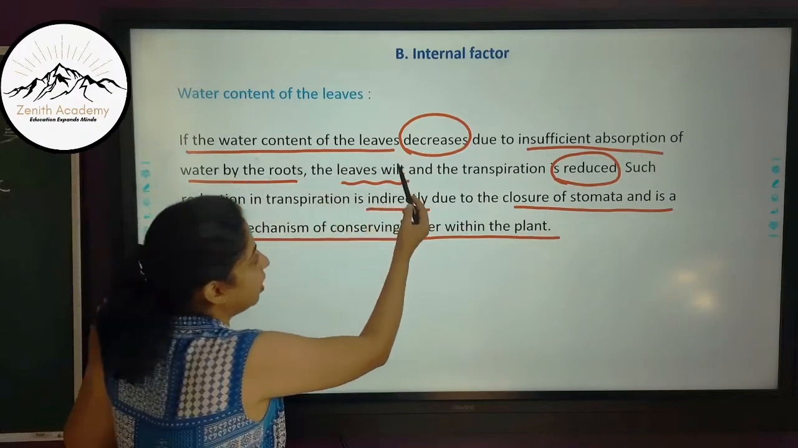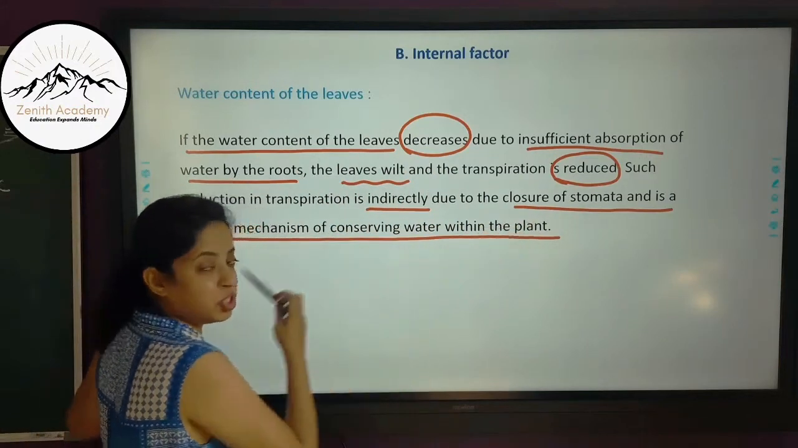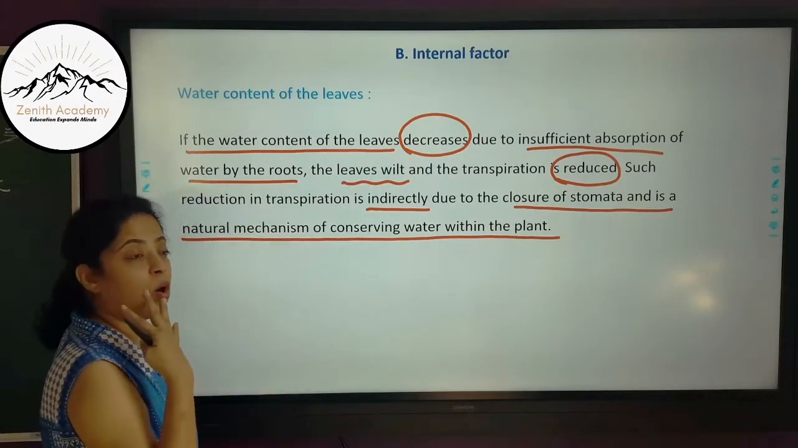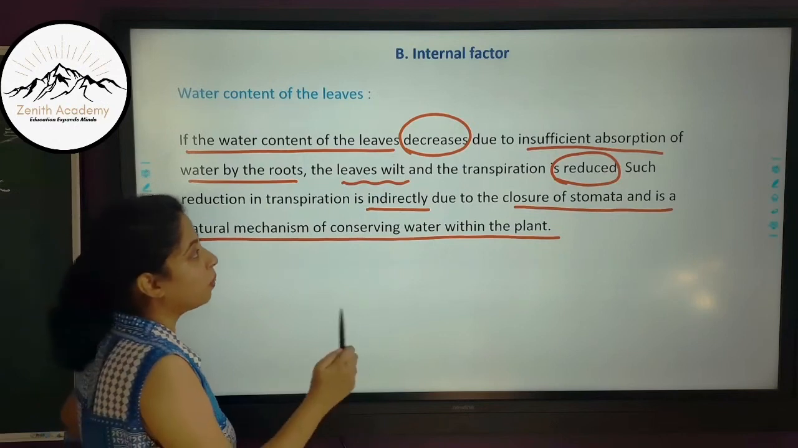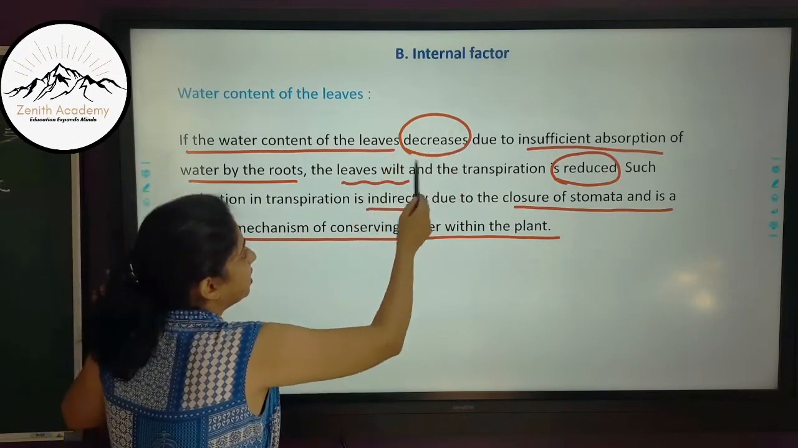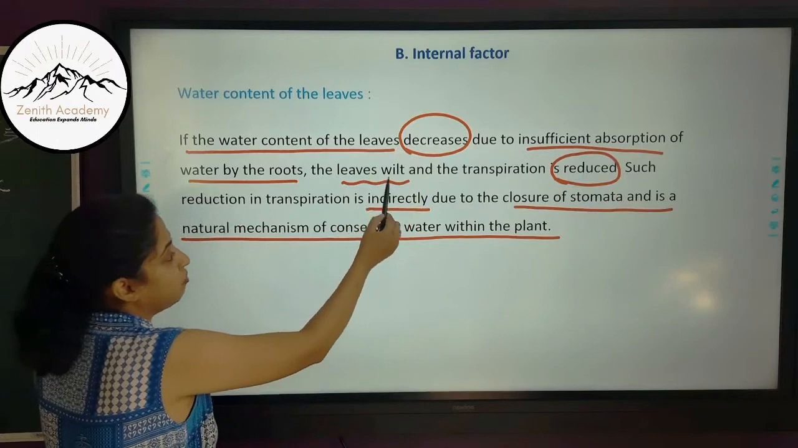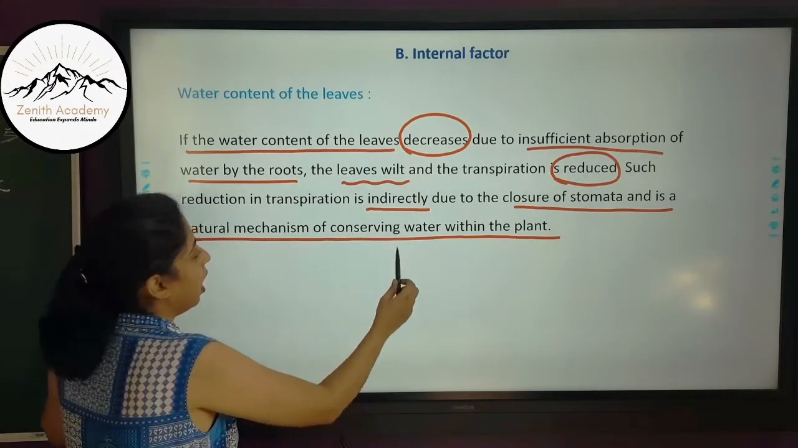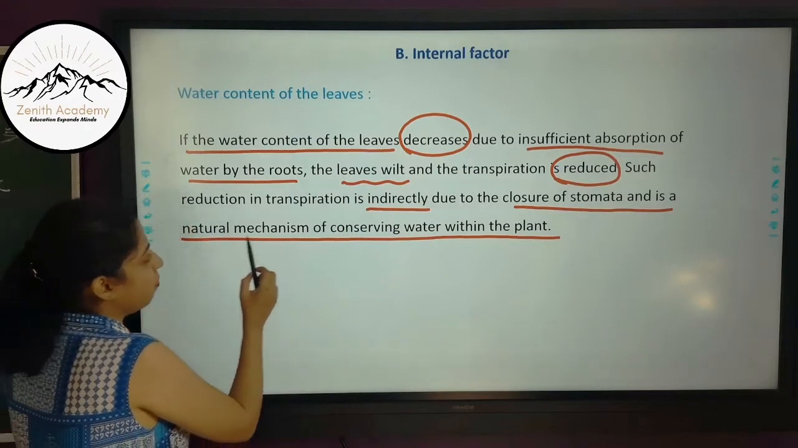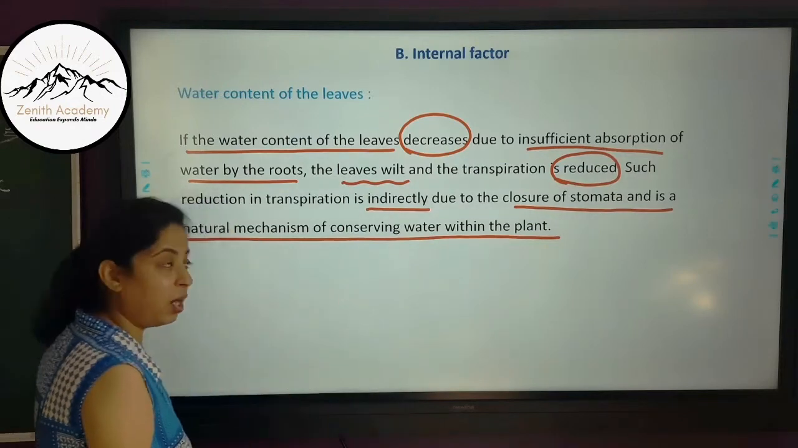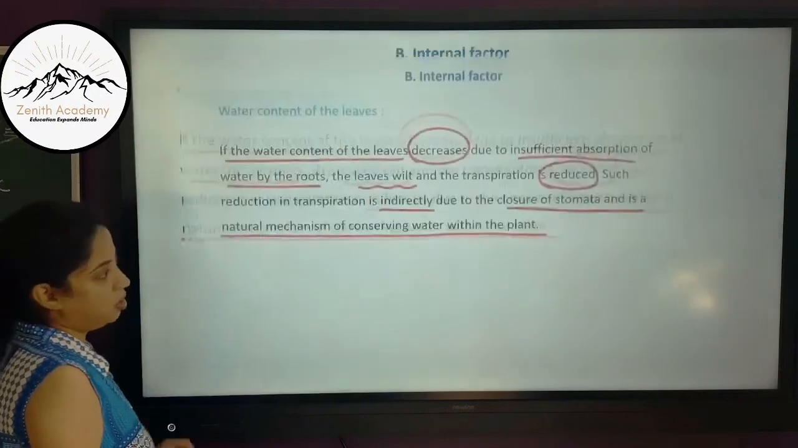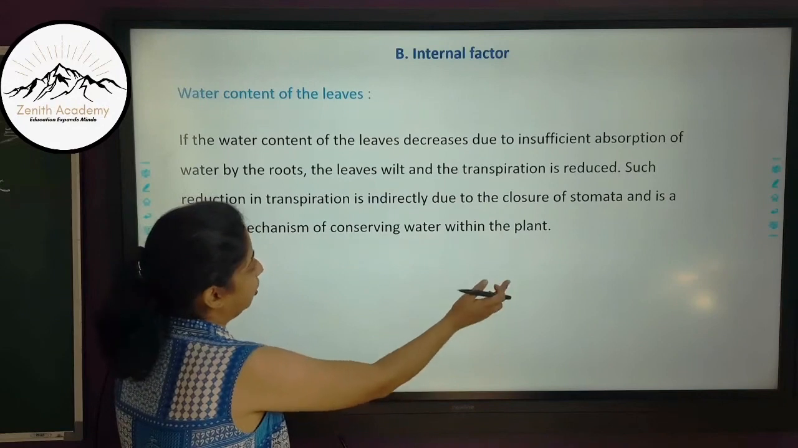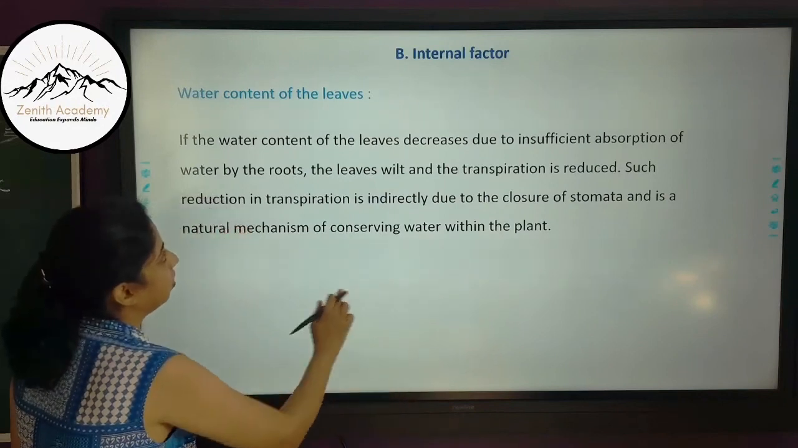If the water content of the leaf decreases due to insufficient absorption, maybe the plant has not been watered, or it is a very hot summer, then the water inside the leaf decreases and the leaves wilt, and at that time the stomata get closed. It is a natural mechanism of conserving water within the plant. So we can say the less the water content in the plant, the less is the transpiration, that is the internal factor.